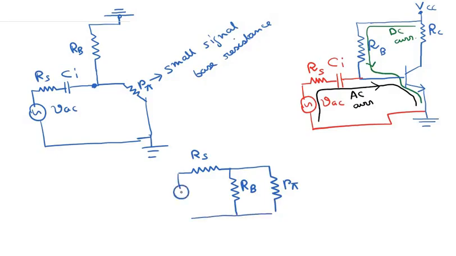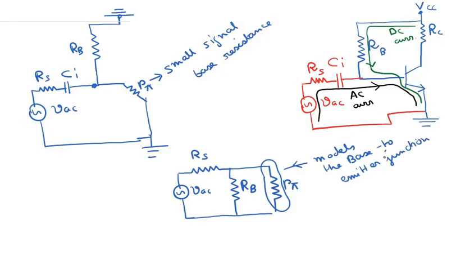So this is the equivalent AC model of the base to emitter side, and this is basically modeling the base to emitter resistance. Let me write it here that this resistance basically models the base to emitter junction.